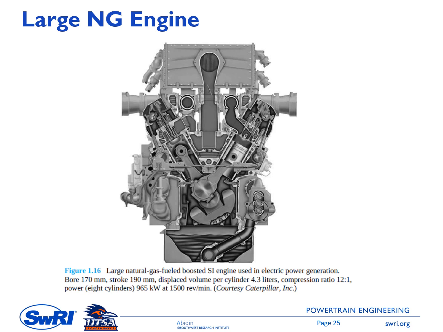And the displacement volume per cylinder is 4.3 liters. It has 8 cylinders, so the total will be 8 times 4.3, 34.4 liters. And the compression ratio is 12 to 1. This one is from Caterpillar. You can see in here it is a V-type engine configuration.